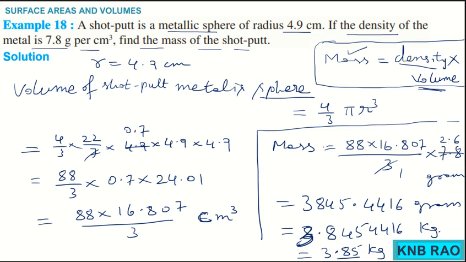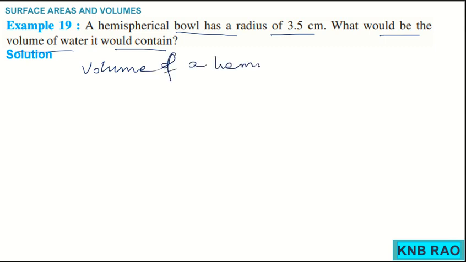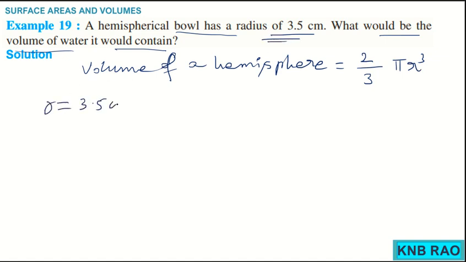Now moving on to question number 19. A hemispherical bowl has radius 3.5 centimeter. What would be the volume of water it would contain? So we have to find the volume of a hemisphere. So volume of hemisphere is half the volume of a sphere. Half of 4 by 3 is 2 by 3. So 2 by 3 pi r cube. Here they already gave radius as 3.5 centimeter.